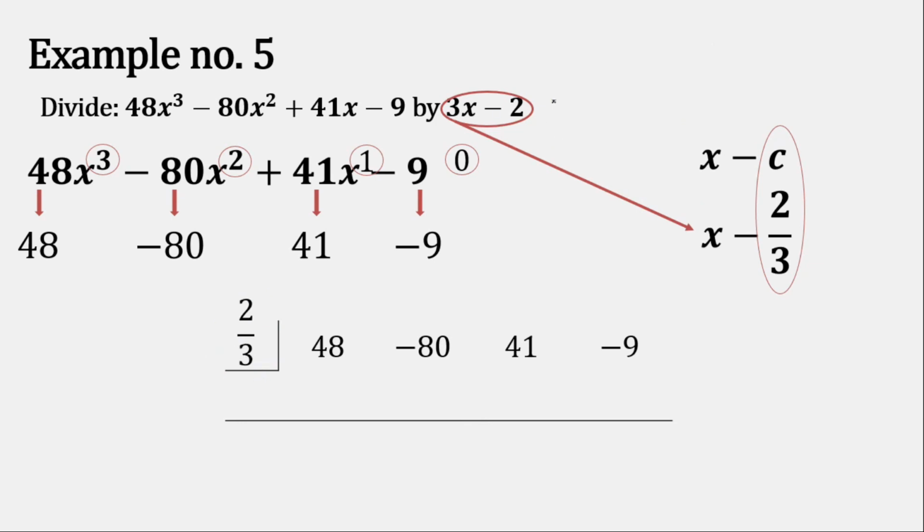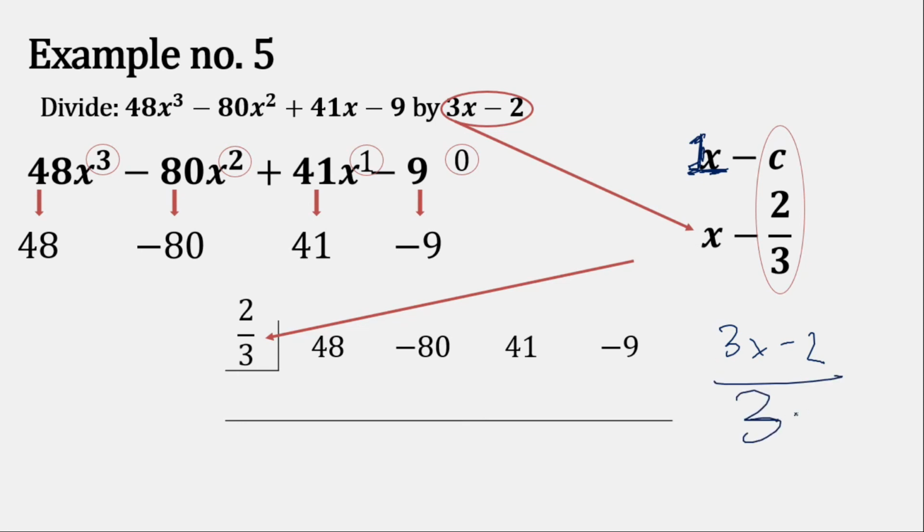Now, for you to be comfortable with how to do it, let's just write this 3x minus 2. And let's make this x in this form, meaning it only has 1 as its coefficient. And to do that, let's just divide it by 3. 3x divided by 3, that would be x. Minus 2 divided by 3 is 2 over 3. So the value of c is 2 over 3.